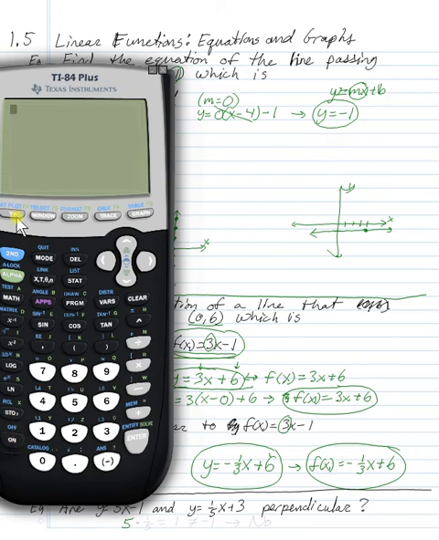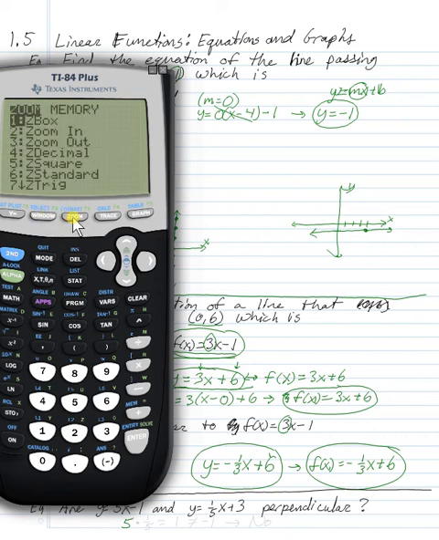I'll go into my y equals screen and I'll type in the equation of each of these lines. I'll type our starting line to begin with, 3x minus 1, and we'll graph that just to see what we're basing everything off of. And adjust your window as necessary. I think a standard zoom should work here.